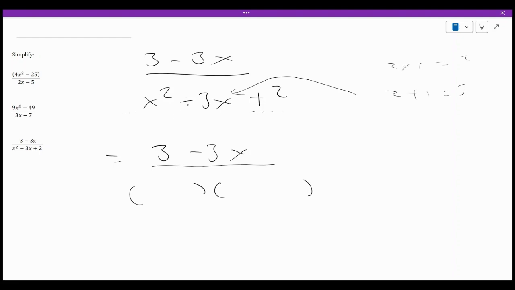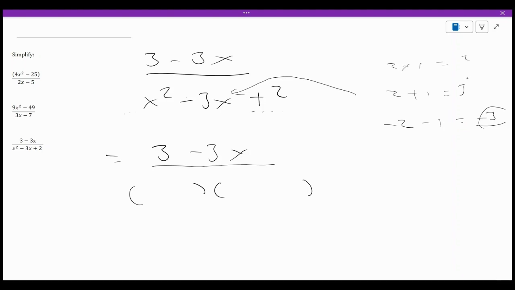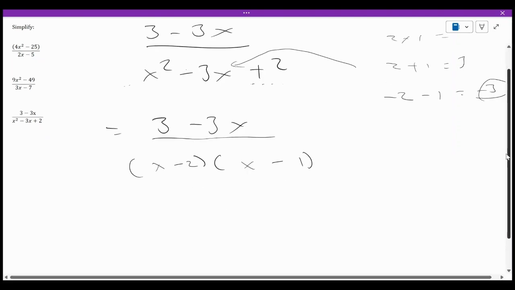But wait, let's look at the signs. This is positive, that's negative. So surely it was negative 2 minus 1 that gave us this negative 3, because negative 2 times negative 1 gives us positive 2, and negative 2 minus 1 gives us negative 3. So we got our terms. We have a negative 2 and a negative 1 over there, and then we just bring in our x.